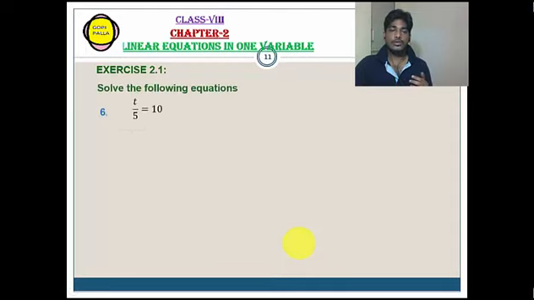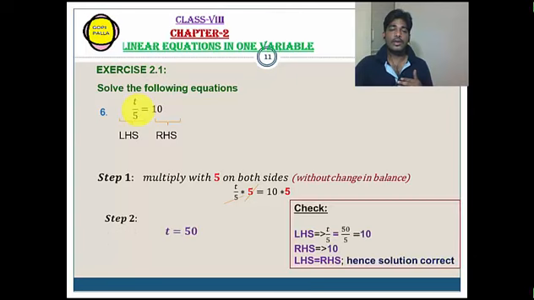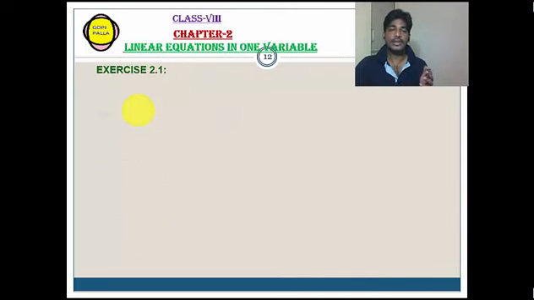So we are going to the sixth problem. t by 5 is equal to 10. This also has a left hand side and right hand side. Here in order to eliminate this 5, which is t by 5, it is division, so we should multiply by 5, then only we can eliminate 5. So t by 5 into 5 is equal to 10 into 5, because we should maintain the balance. So t is equal to 50, and if we substitute t here, we'll get left hand side 10, right hand side 10, so both are the same, and the solution is correct.